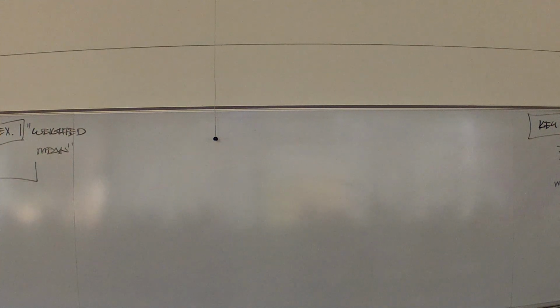When you have raw data, there are no weights. Everything gets counted one time. But when you have group data like this, you have to account for those weights as well. And a GPA is a perfect example of that. So example number 2, GPA.